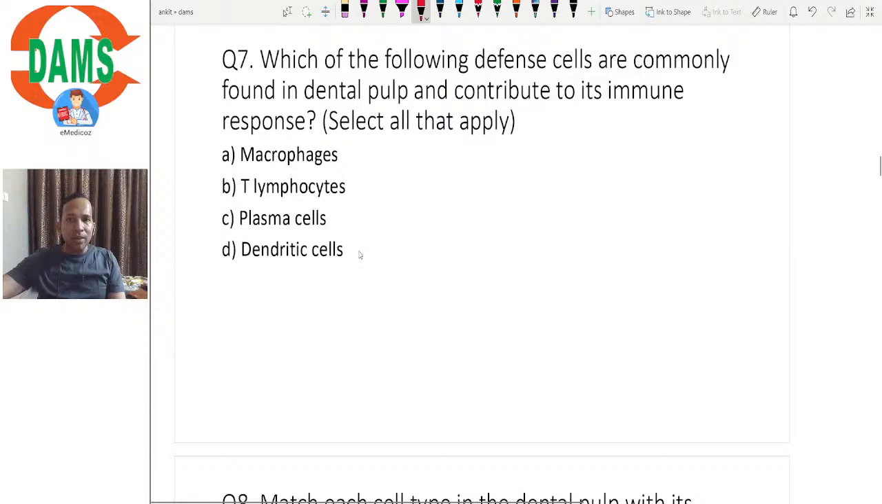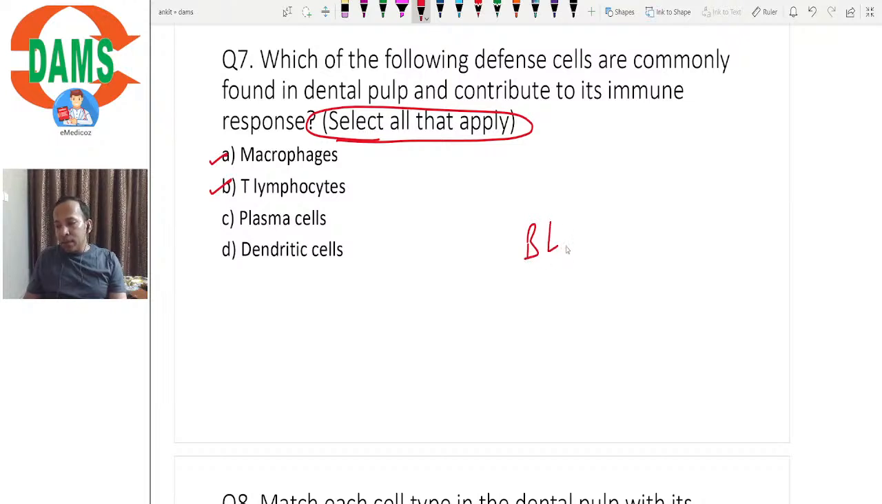Which of the following defense cells are commonly found in dental pulp and contribute to its immune response? So here we have select all that apply, which means that there is more than one correct option. So what do you think, which defense cells will we find inside the pulp? Macrophages are present, isn't it? Macrophages are present. T lymphocytes are present. The B lymphocytes are absent.